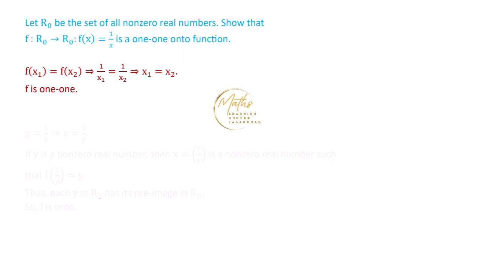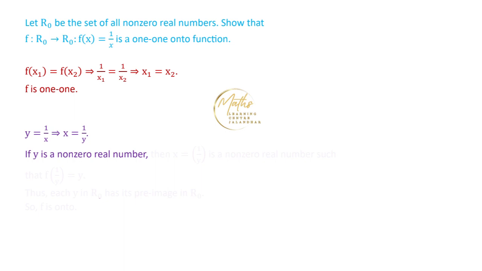Next we have to prove that it is onto. So we are considering y is equal to 1 by x. If we calculate the value of x over here, we obtain x is equal to 1 by y. We have to prove that every element of the codomain has a pre-image. So we have considered the element 1 by x. Suppose it is equal to y, and corresponding to it we have calculated the value of x as 1 by y.